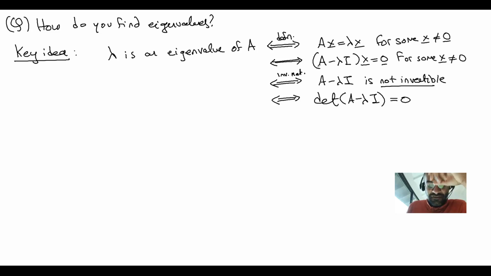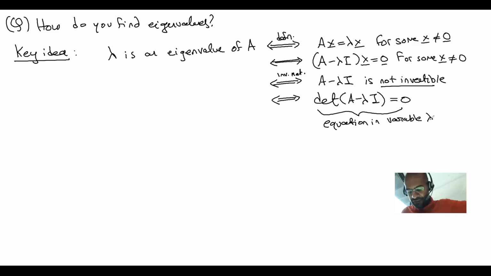Okay, so this is kind of interesting because this last quantity here is an equation in the variable lambda, right? If I were to expand this out all the way, I would get some equation involving the variable lambda. And then I could solve that equation and find the eigenvalues.